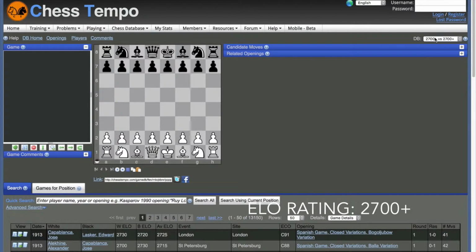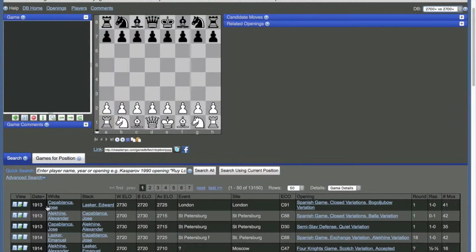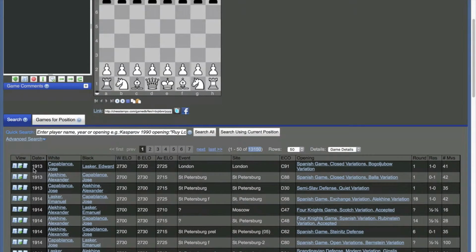So 2,700 ELO, which you see right here, is extremely high, and only 42 players currently have it. So the best 42 players in the world currently have this 2,700 ELO or higher. But this also includes games that were played, for example, in 1913, which is the first game that is recorded in this database. So our population has a size of 13,150, and it's ordered by date. So 1913 is the first, and it goes all the way to 2016.